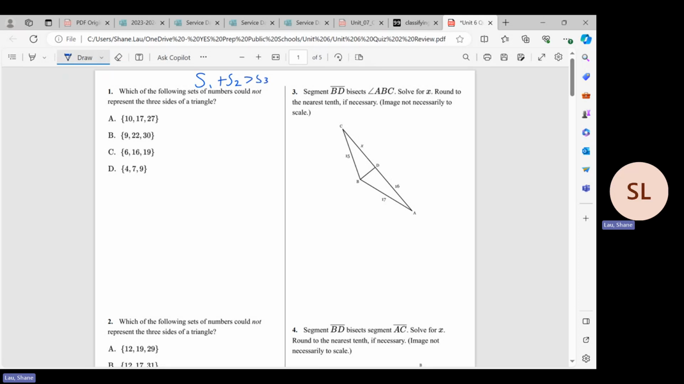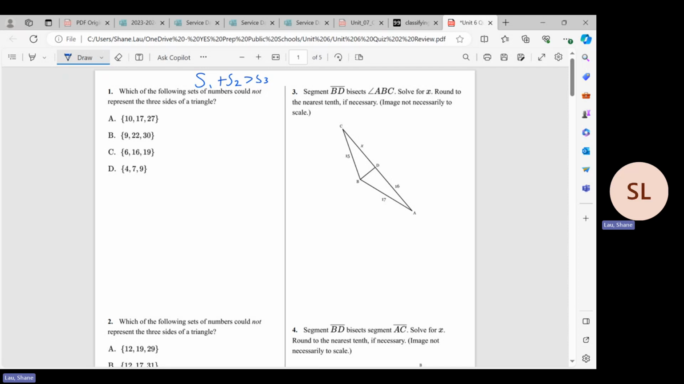Now, sides 1, 2, and 3 are all arbitrary. It could be any value that we need. But remember, there's always 3 combinations of this. So not only is there going to be an S1 plus S2 that's greater than S3, but there'll be an S2 plus S3 and an S1 plus S3 as well. So there's multiple different possibilities here.